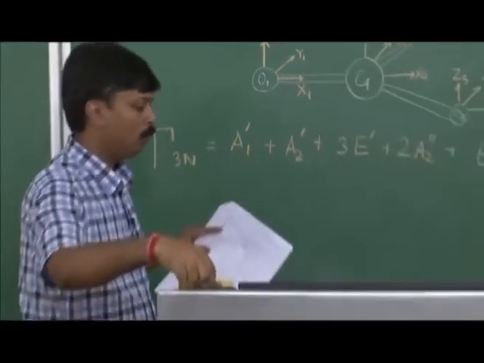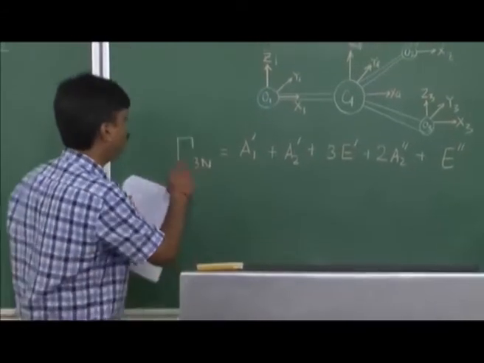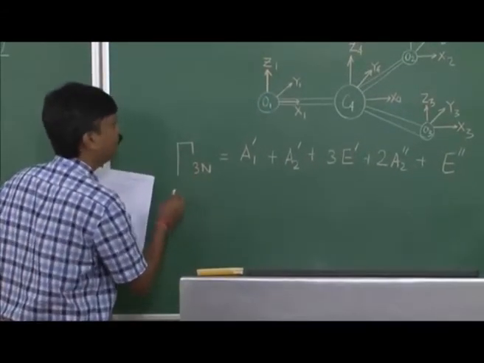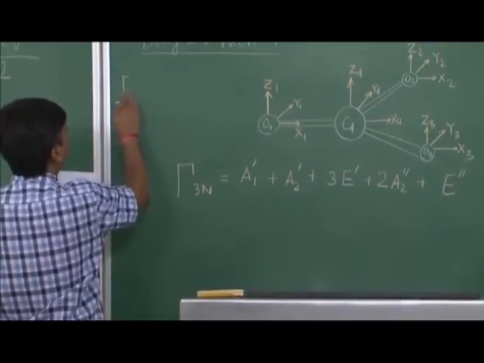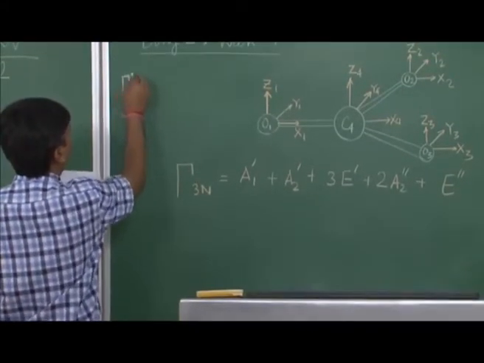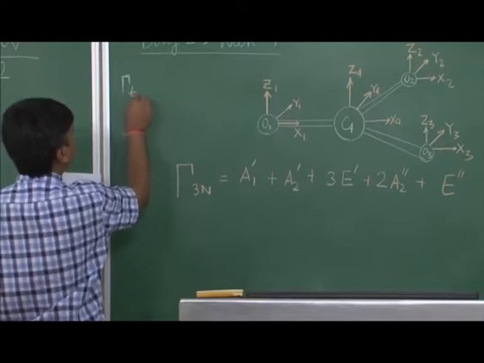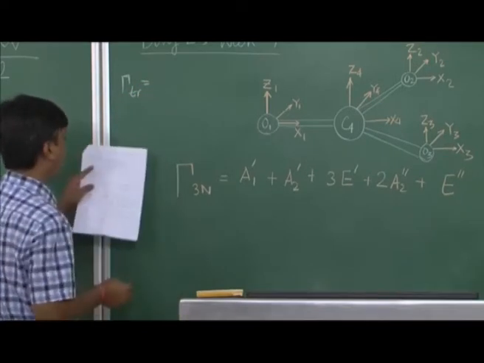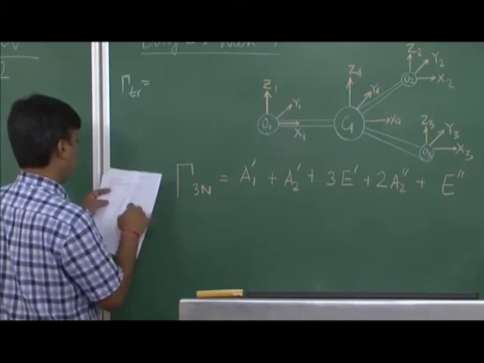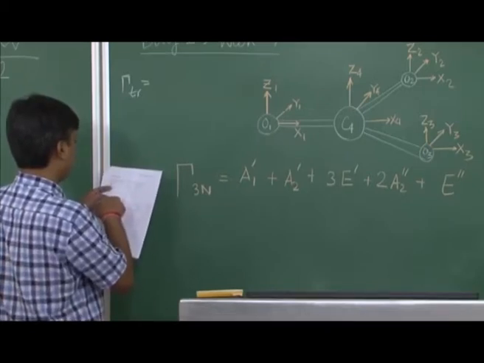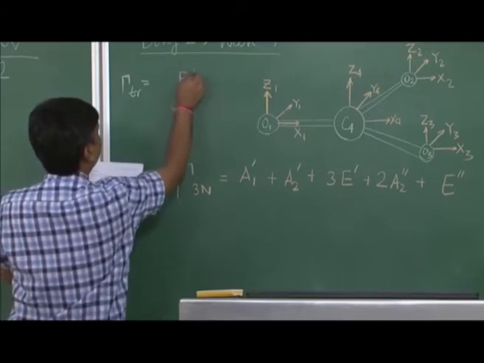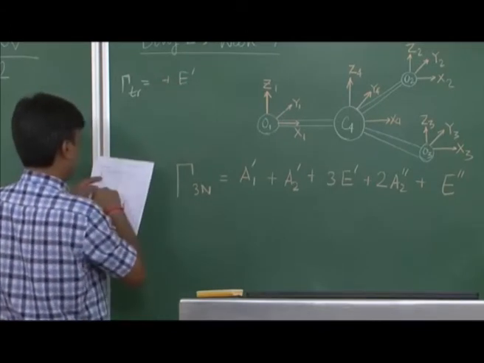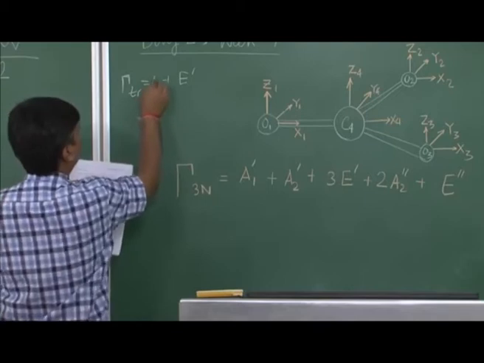So therefore what we can write, if I go for, say for example, gamma for translation, gamma TR, then what we have is E prime plus we have A2 double prime, right?